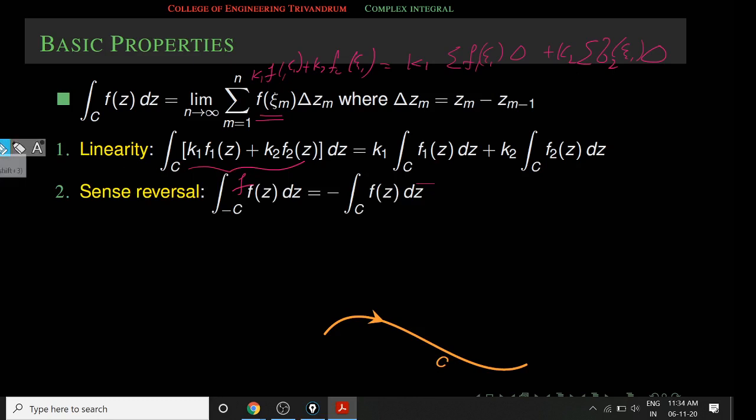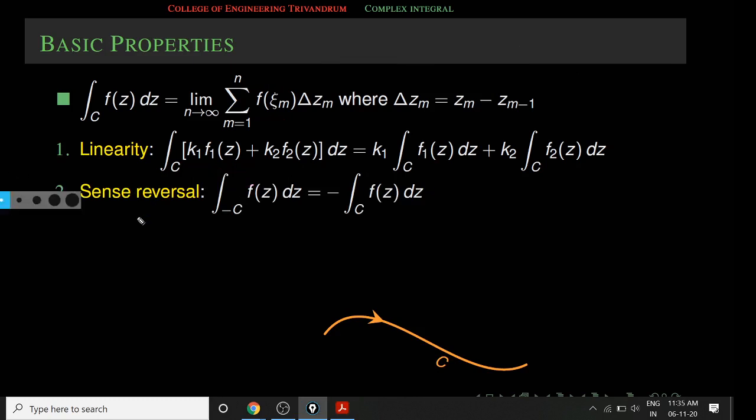Another property is the sense of reverse. That means integral over minus c. Okay, this is our curve c. Suppose we are going to integrate in the reverse direction, that is our minus c. So integral over minus c f of z dz is equal to minus of integral over c f of z dz. That is also a direct consequence of this definition.